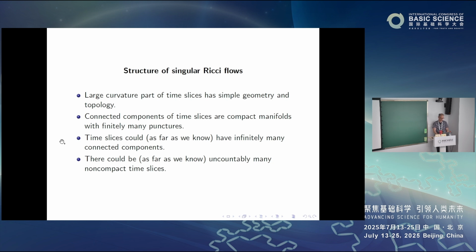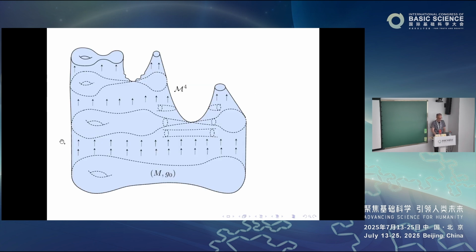Now, just as a remark, as far as we know, conjecturally this doesn't happen, time slices could have infinitely many connected components. And also, as far as we know, there could be uncountably many times where the time slice is non-compact. Okay?